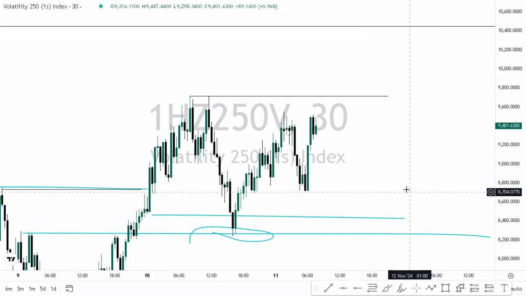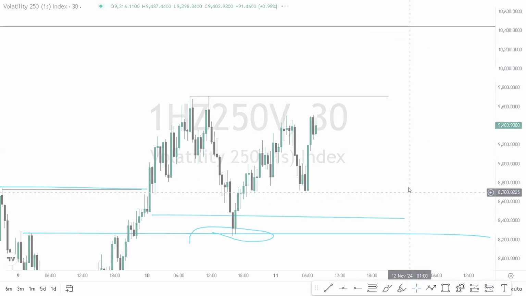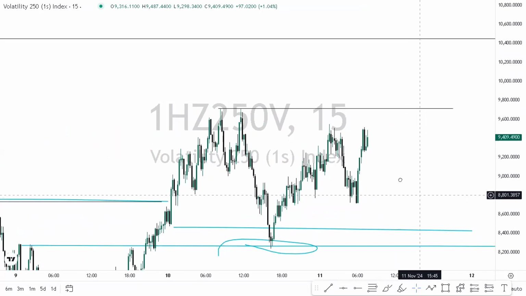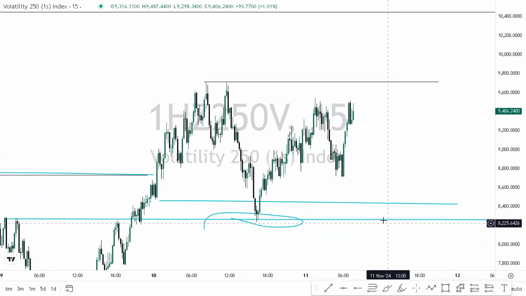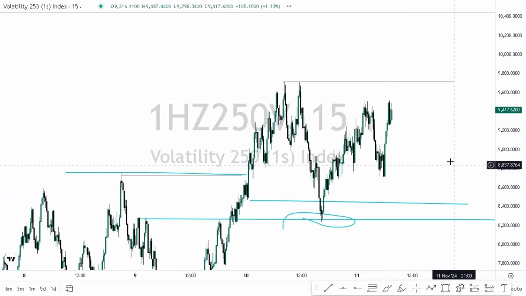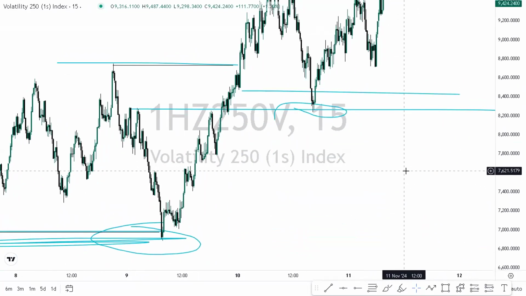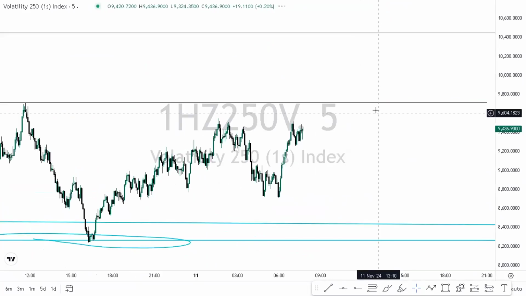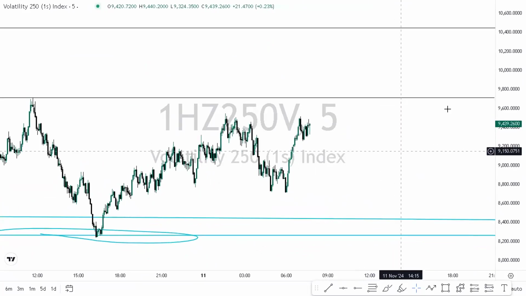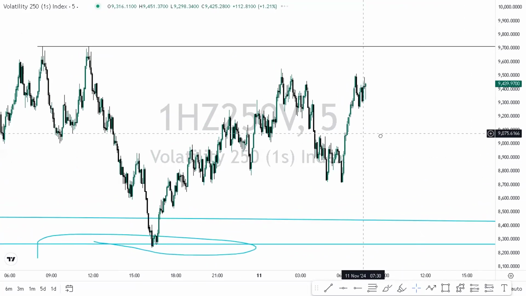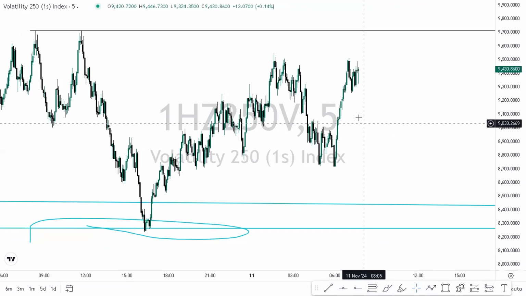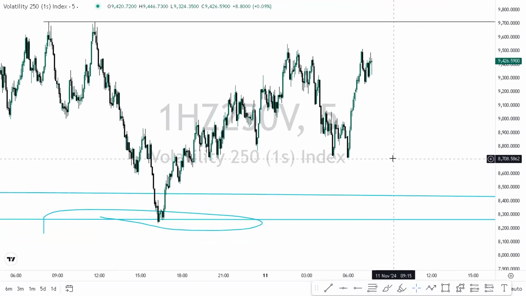Okay, so now 15 minutes time frame. I said I am more concerned about how the market is reacting. 5 minute time frame. Okay, so now left for me, I would rather wait and watch the market.